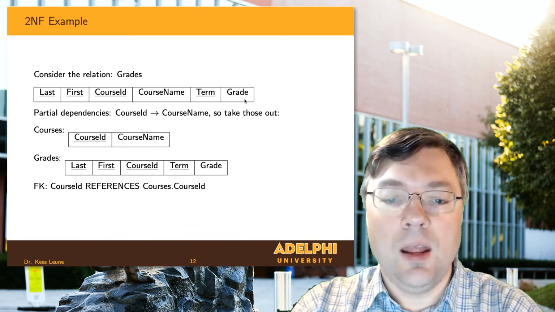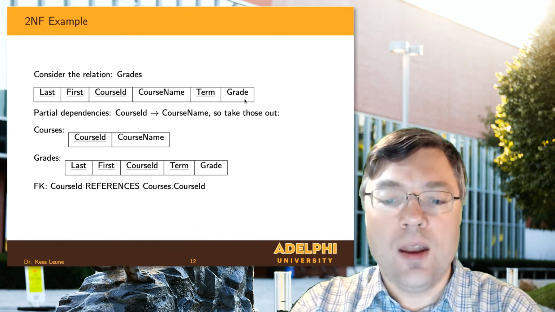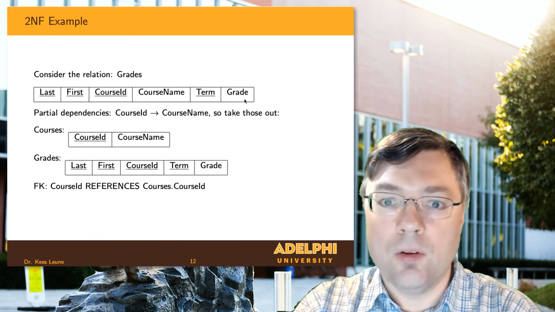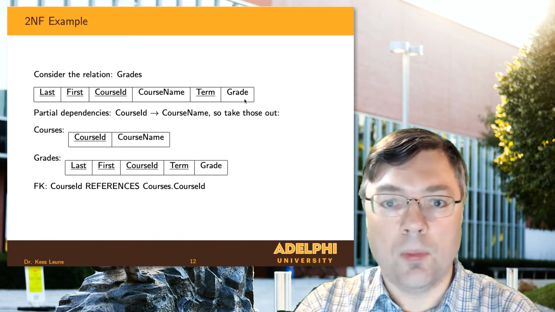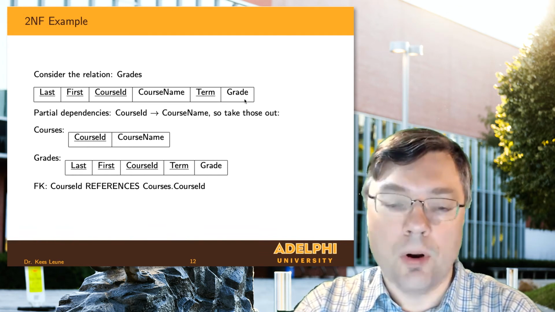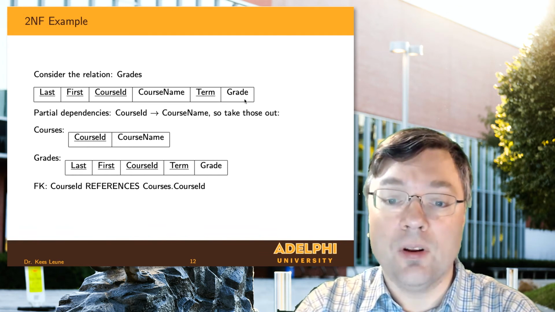Now I can see here that the course name only depends on the course ID. It does not depend on any of the other fields that are part of the primary key. It doesn't depend on my last name, my first name, or the term. So that is a partial functional dependency, and I want to get rid of those.